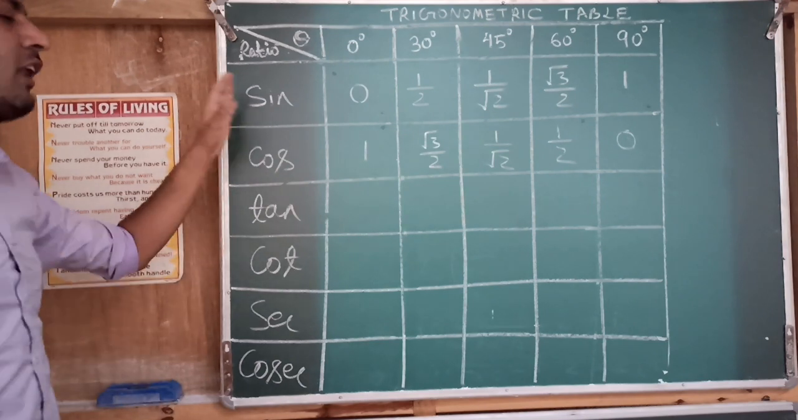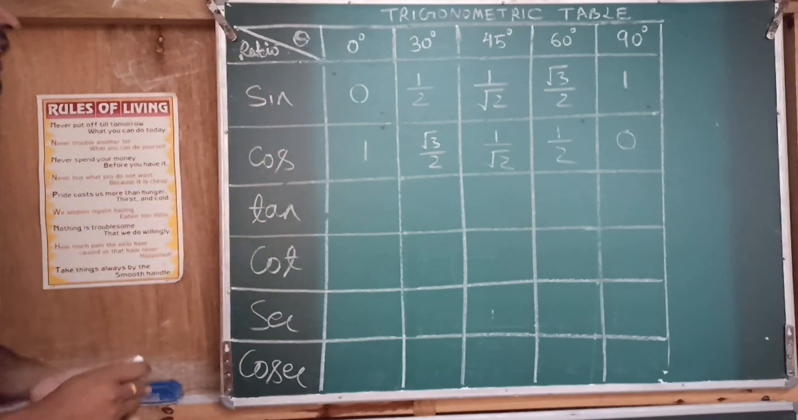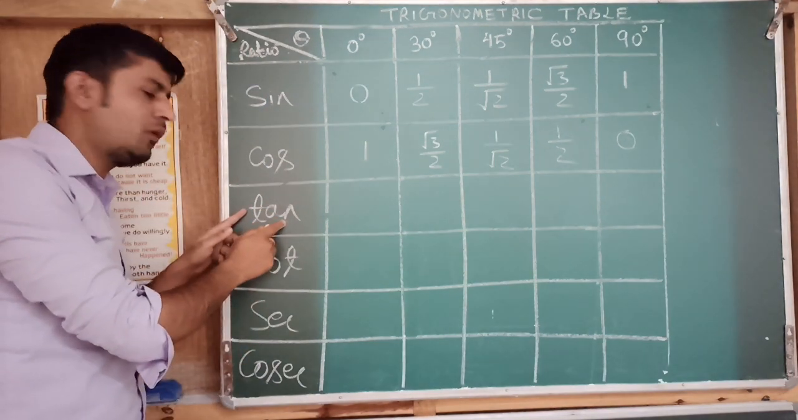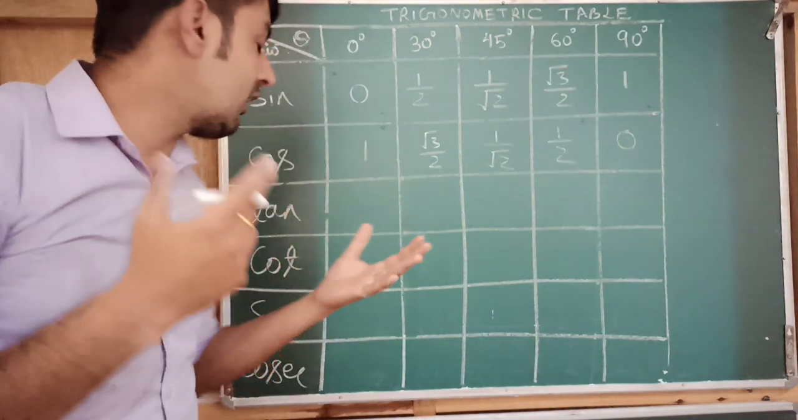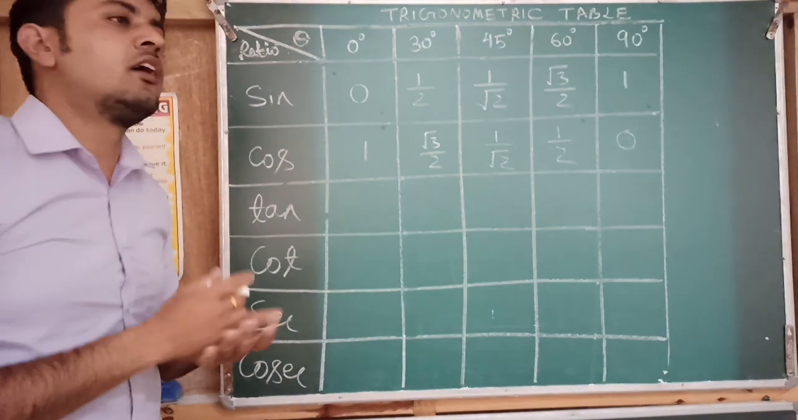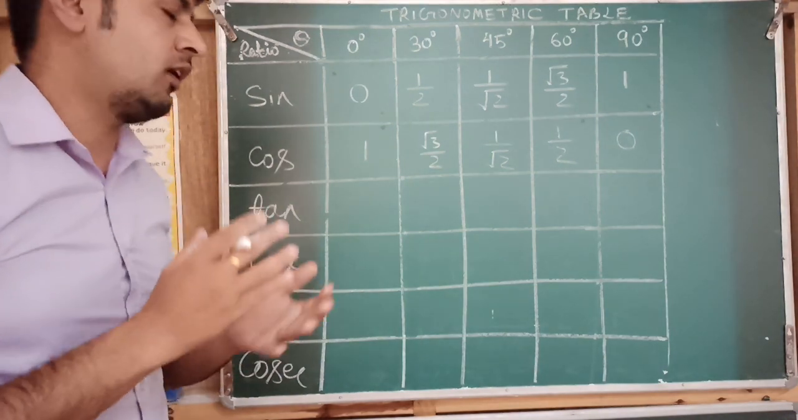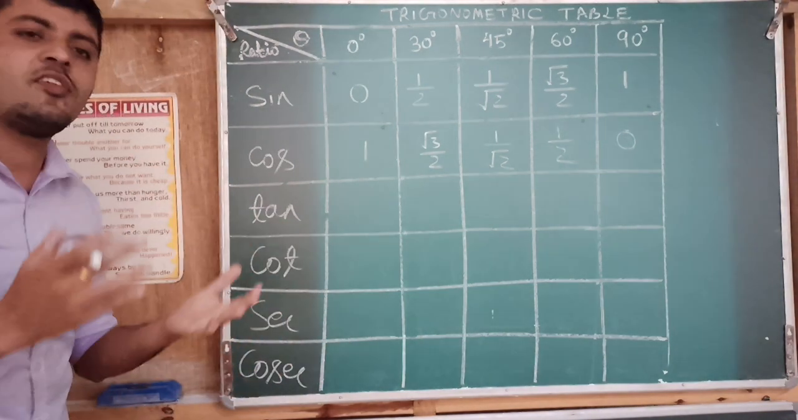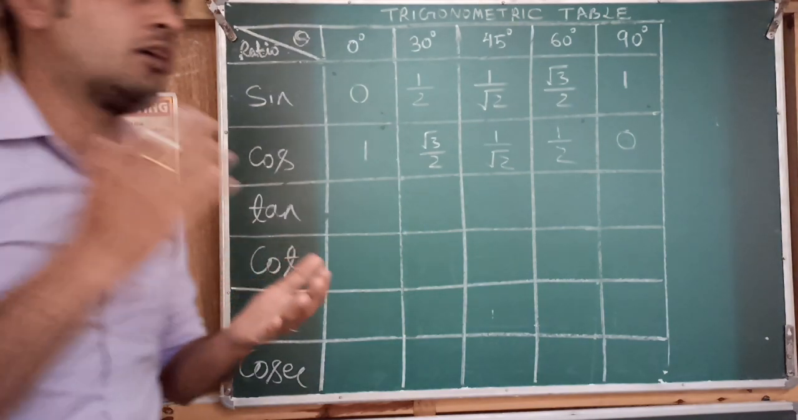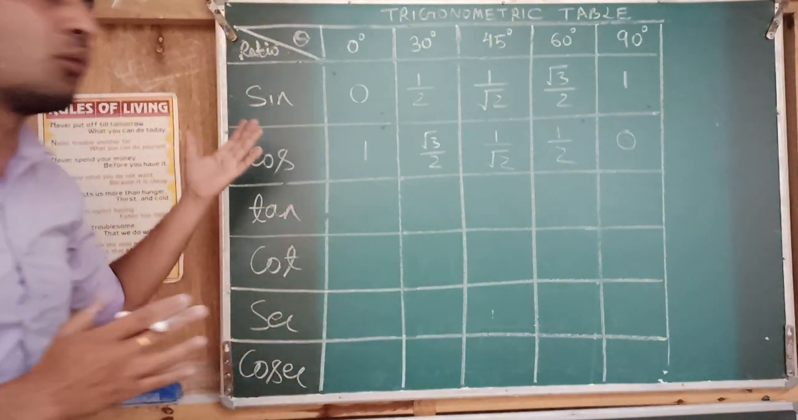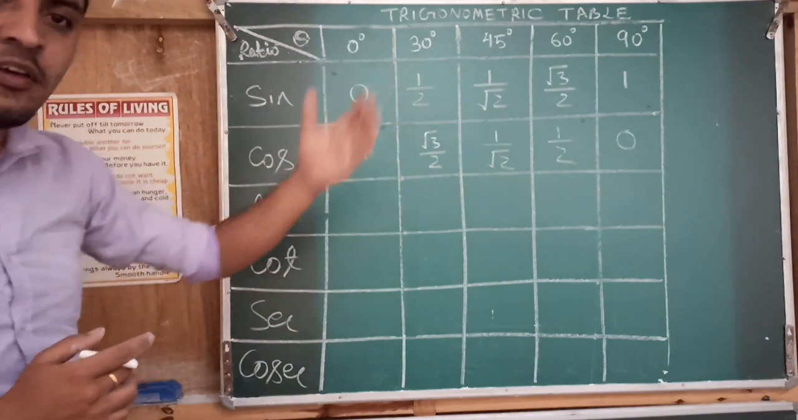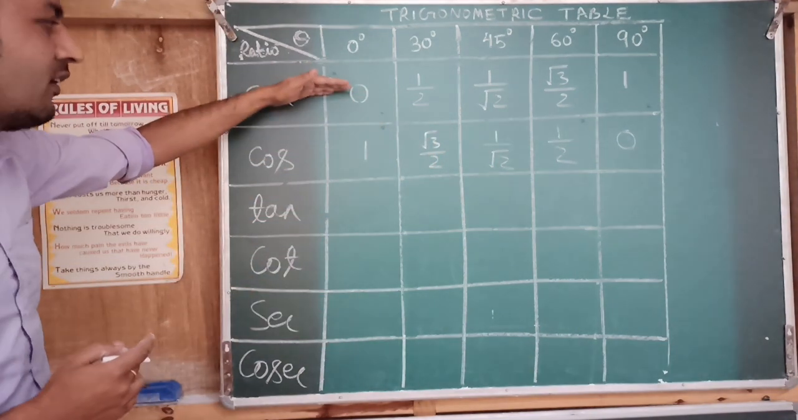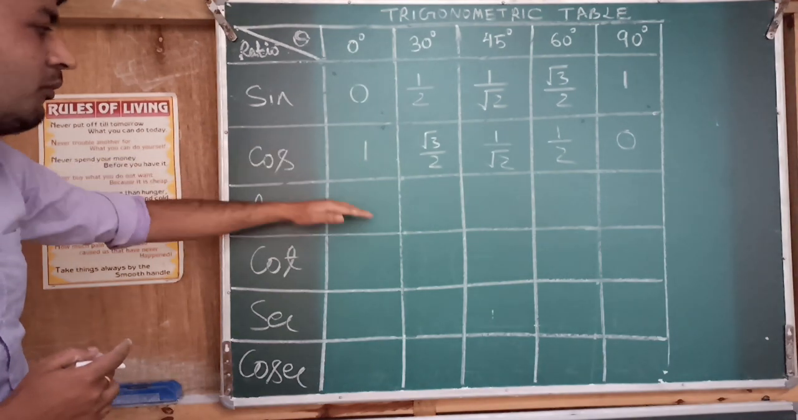Now, what will you be doing next? Next, you have to calculate your tan. What is tan of theta? Tan theta we have done in my last class. From your quotient relation, what was your tan theta? It is sin theta by cos theta. So you do sin theta by cos theta, and you will be getting your tan theta.